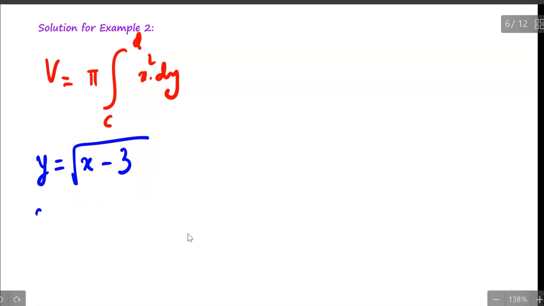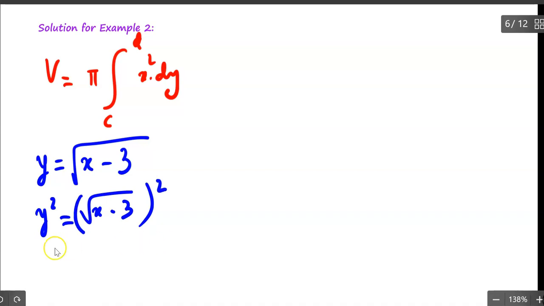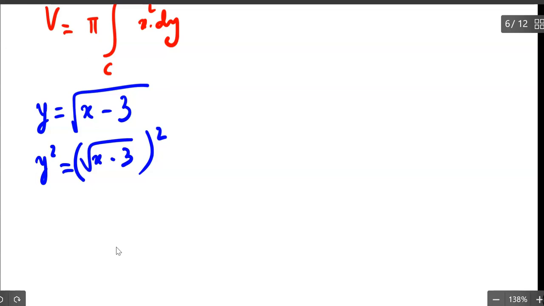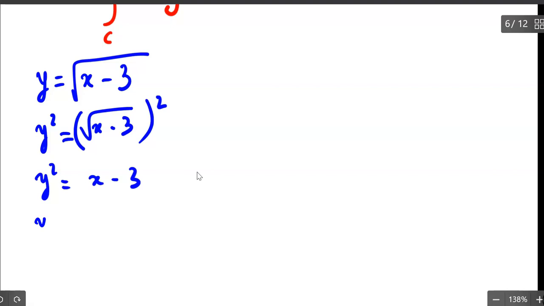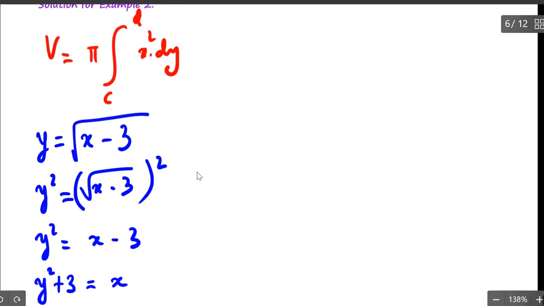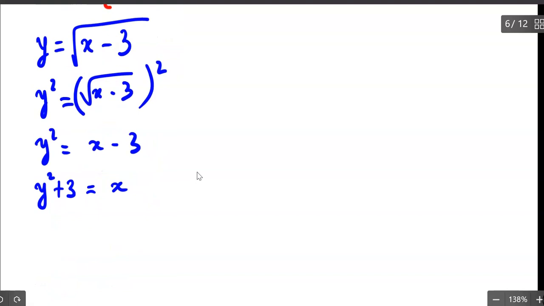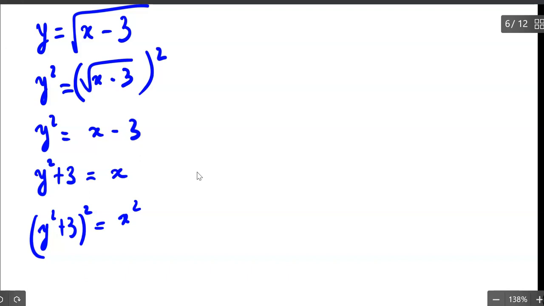So I'm going to square both sides so I can open the x, and solve for x. Square both sides, I have y squared equal to x minus 3. If I square the square root, I will get rid of the square root. So now I will have y squared plus 3 equal to x. I'm sorry, equal to x. The formula said that I need to have x squared, so why don't we square x right here? That means I square this side. I was trying to be ahead of myself. So this is what I have.